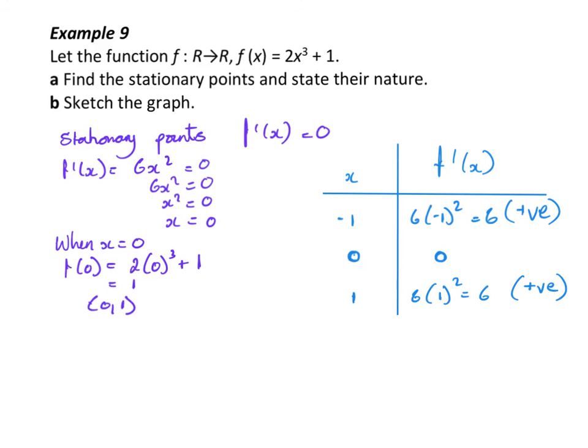So what does that look like? It is a positive gradient, a zero gradient, and a positive gradient. Hopefully you're seeing there that we end up with a point of inflection at the point 0, 1. So we now have our stationary point, and we know it's a point of inflection. We do need to find our x-intercepts and our y-intercept. Y-intercept, let x equal to 0.